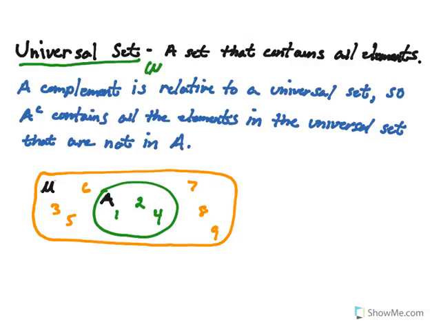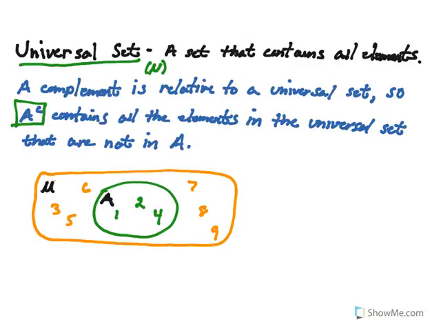A complement, remember we talked about complements, is relative to a universal set. Remember the notation? I like to use the little lowercase c as a superscript. So A superscript C contains all the elements in the universal set that are not in set A. We'll let A be a set, and we ask, what's the complement of A? This is the notation I'm talking about right here. It contains all the elements in that universal set, but are not in set A.